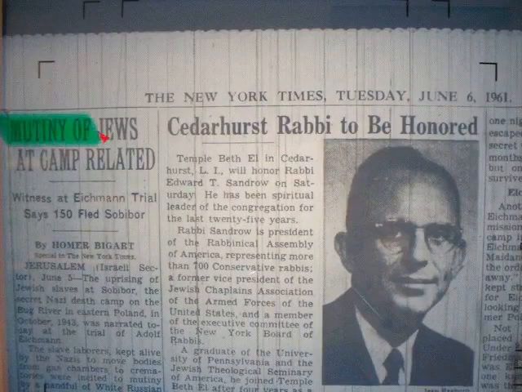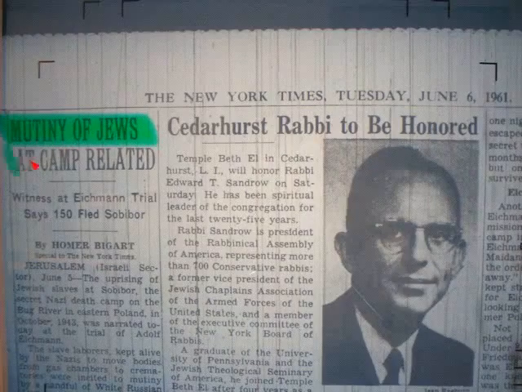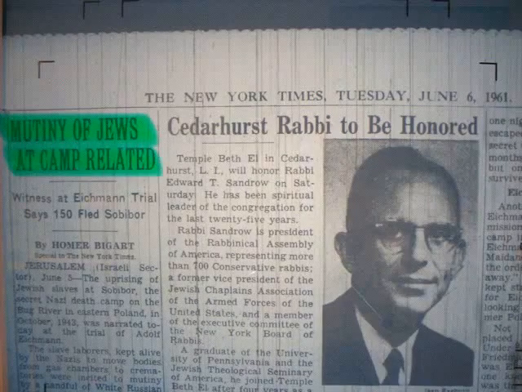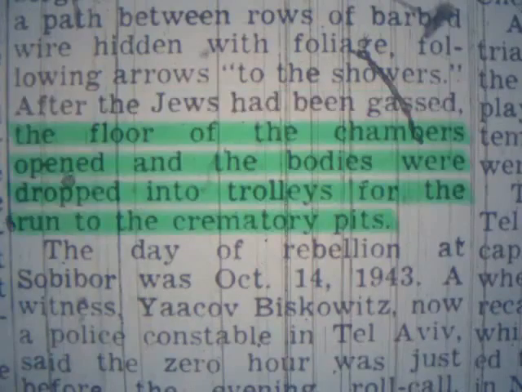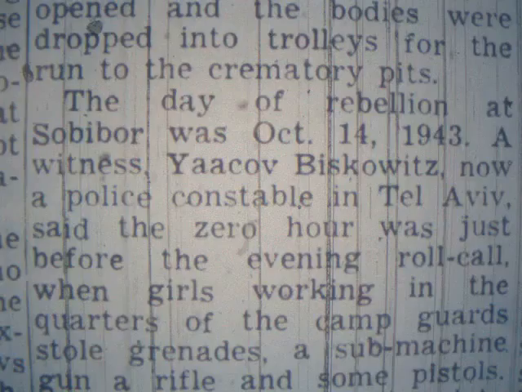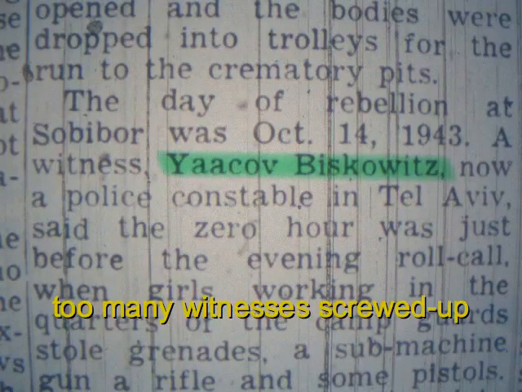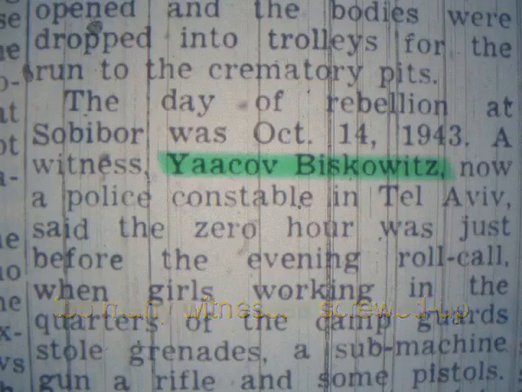In an article titled "Mutiny of the Jews at Camp Related," we see that the New York Times, having had nearly 20 years to get the Sobibor story straight, tells their readers that after the Jews had been gassed, the floor of the chambers opened and the bodies were dropped into trolleys for the run to the crematory pits. The New York Times can't get the story right because the witnesses can't get the story straight because they're lying. That's likely why there was no attempt by Israel's Holocaust Museum to preserve the Eichmann trial film footage.